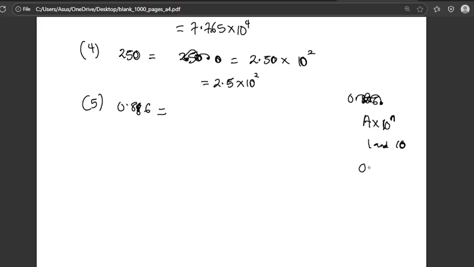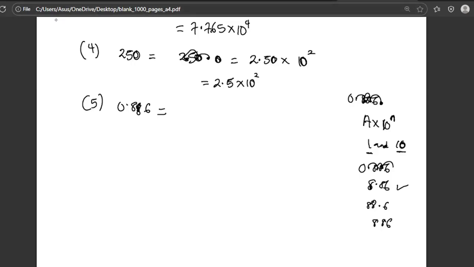Let's now see. Here we have 0.886. So I place the decimal point after the 8, and I would have 8.86. But if I move the decimal point a step forward, I would have 88.6. Move it another step forward, I would have 886. Which of these should I pick? Obviously, I should pick the first one. Why? This number is between 1 and 10, and that's the correct one.